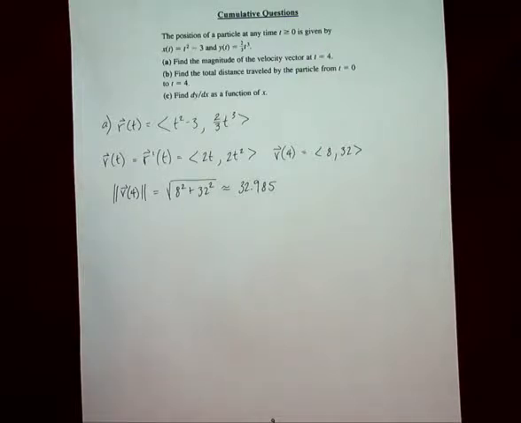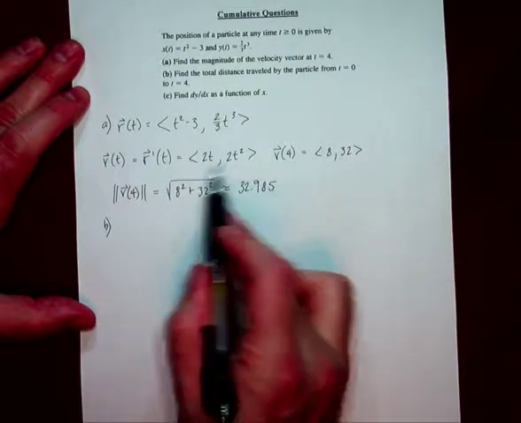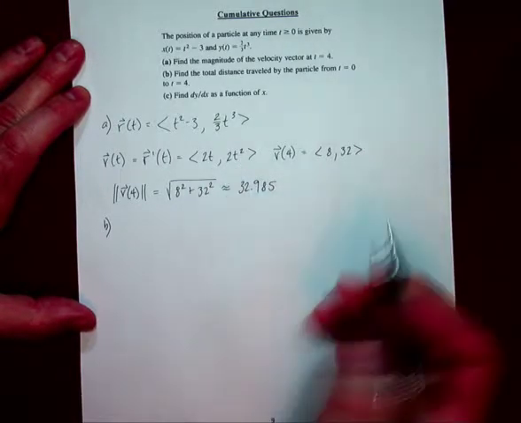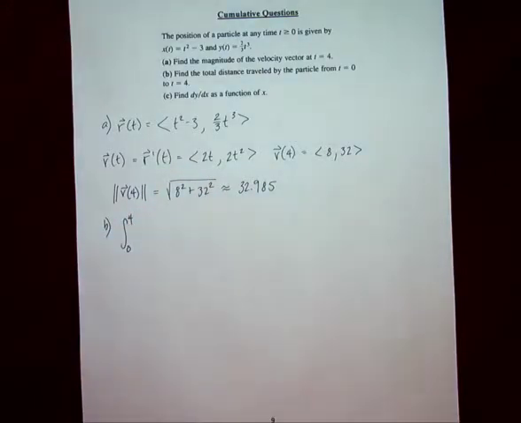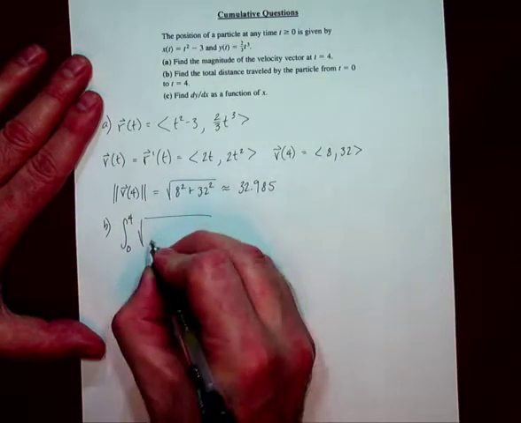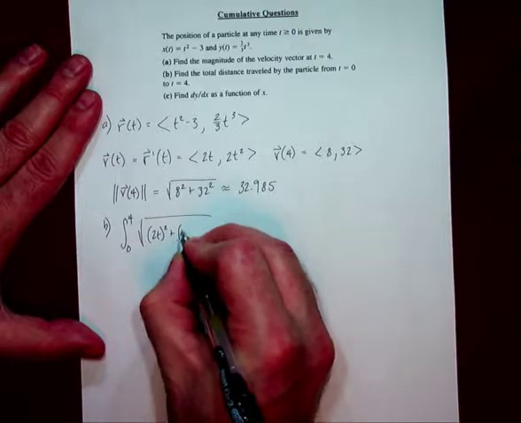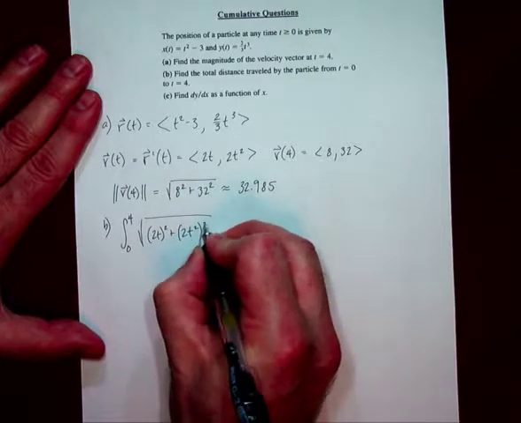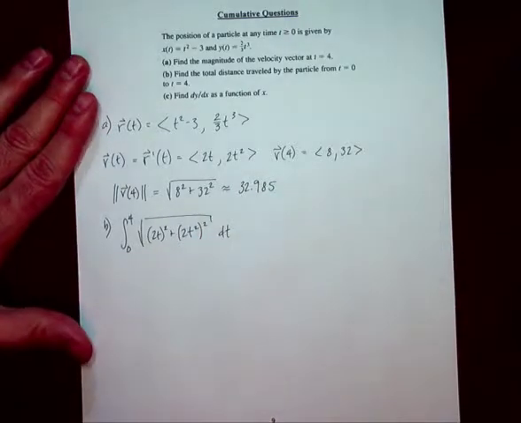Now the second thing it asks is for the total distance traveled by the particle from t equals 0 to t equals 4. If we're looking for the total distance, we take the components from our velocity vector and use those as our dx/dt and dy/dt and plug them into our arc length formula. We know it as arc length when we're dealing with parametrics.